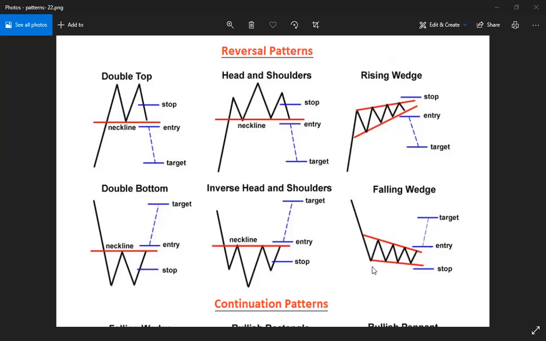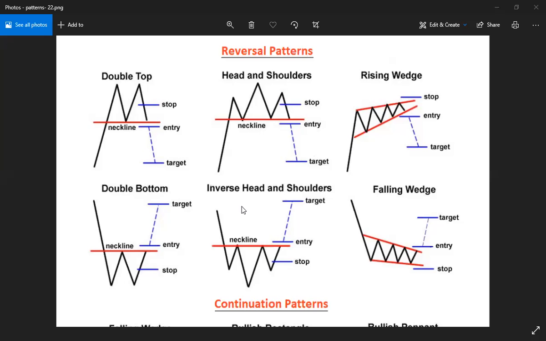So when I say chart patterns, these are patterns that you will see and you will know that a trend is about to reverse. And today we're going to be talking about the double top pattern, the head and shoulders, and the rising wedge pattern.